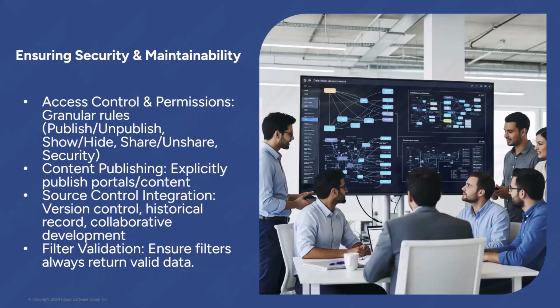So, obviously the ability to only publish what you are ready to publish is good. And then, of course, source control management integration provides version control and historical access to records of how you've deployed things, and facilitates that collaborative development environment. And our integration with Git is pretty good, I think. Always validate your filter logic to ensure that it's returning meaningful and accurate data is the key.